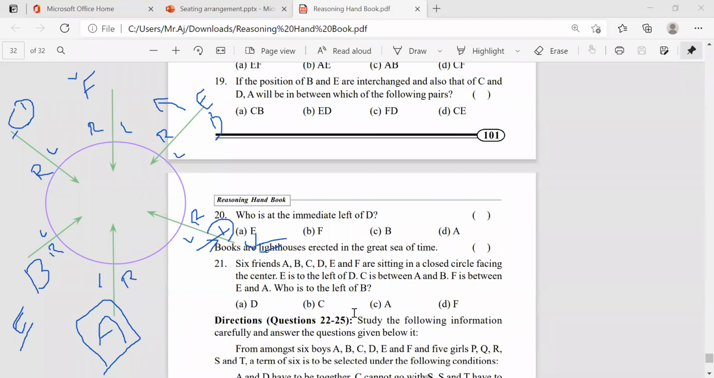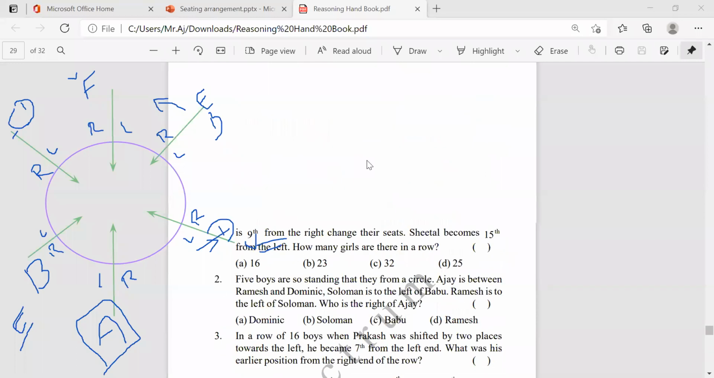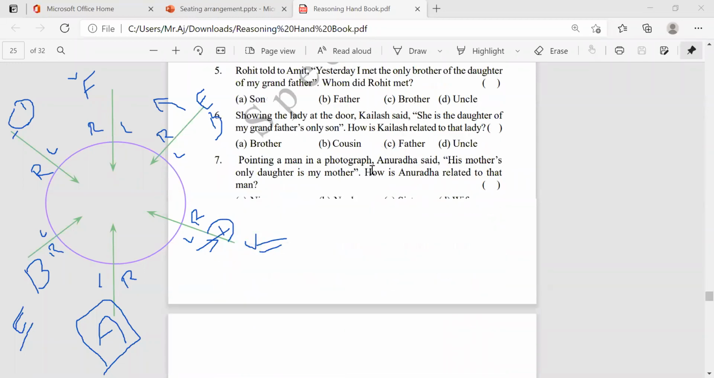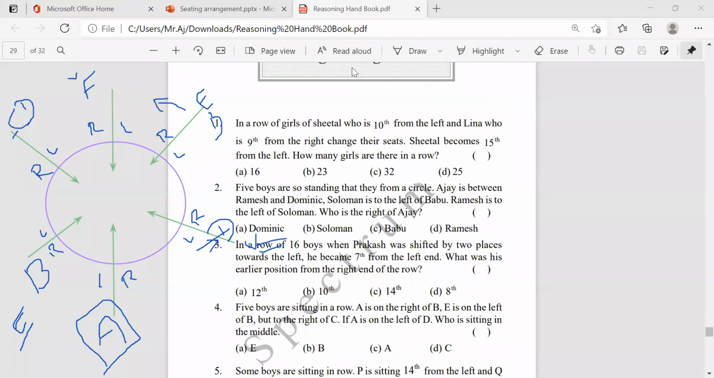Who said F, ma? Immediate left of. This is D and this is C. Yeah, don't interchange. If you interchange, the immediate left will be the F. Okay. And come to the remaining basic problems, which is here in this concept. Seating arrangement.